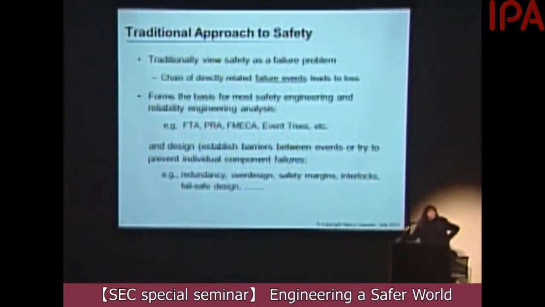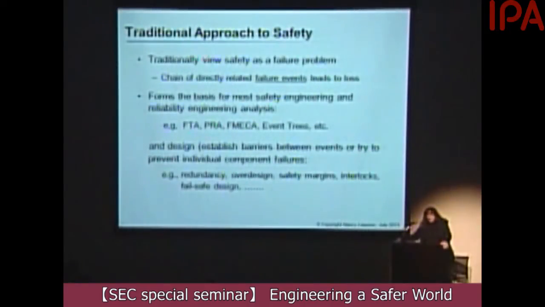So first of all, what is the traditional approach to safety? Traditionally, we viewed safety as a failure problem, as a reliability problem. And we assume that there is a chain of directly related failure events that leads to the loss. A fails, which causes B to fail, which causes C to fail, which leads to the explosion. And that assumption, that model, underlies and forms the basis for most safety engineering and reliability engineering analysis. For example, tools that you may be familiar with: fault tree analysis, FTA; PRA, probabilistic risk analysis; FMEA, failure modes and effects analysis; event trees.